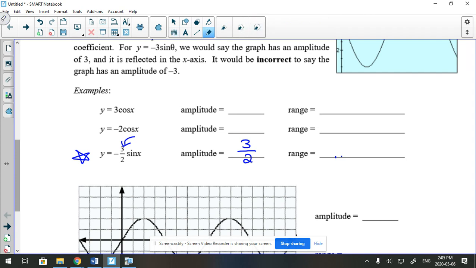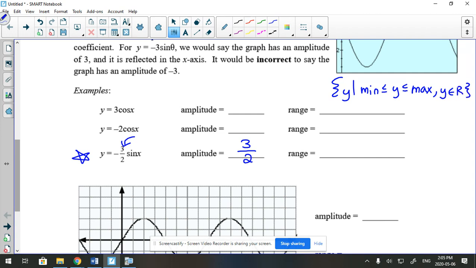Then we can also calculate the range. Once you start throwing in a bunch of numbers, it's a little difficult to try and figure out the range, so I'll give you some tips in how to do that. Remember, range though is your y values, how high and low your graph is going to go, which is directly related to your amplitude. So what you'll see is, in general, your range is going to be your minimum value of your graph to your maximum value of your graph.